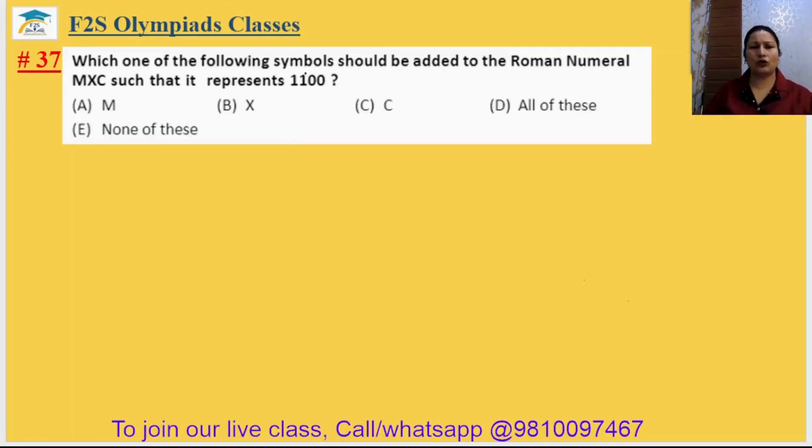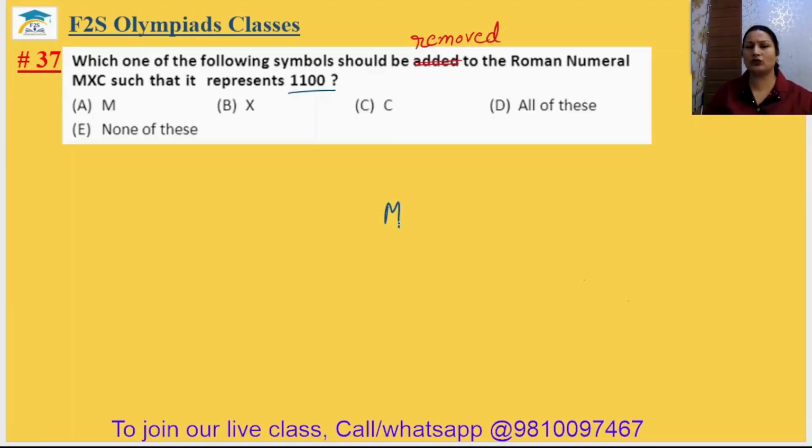Question number 11. Which one of the following symbols should be added to the Roman numeral MXC such that it represents 1100? I think there is some typo error in this question. This should be removed. It should not be added. Removed. Okay. Which should be removed?